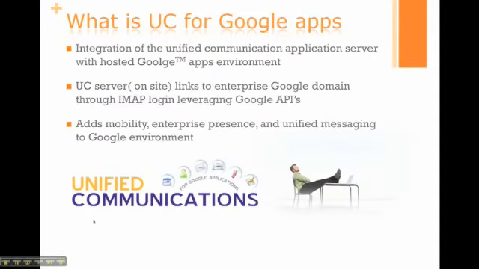What is Unified Communications for Google Apps? Well, Unified Communications for Google Apps is the integration of our Unified Communication application with the hosted Google Apps service. You take our UC server that's on site, connected to your existing infrastructure, your phone system and business applications, and then we link into the Google domain through IMAP and Google APIs to synchronize data and information in real time between the hosted service and the existing infrastructure that exists on premise.